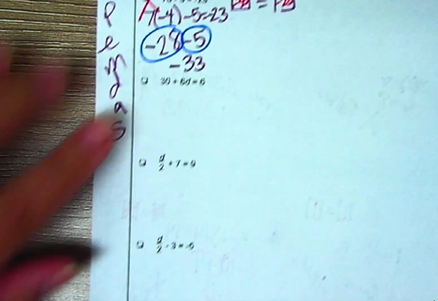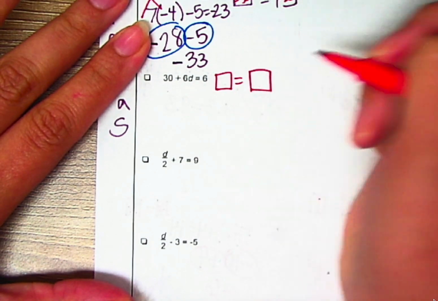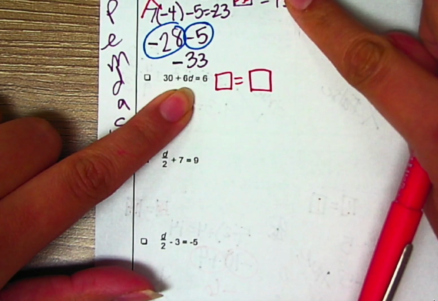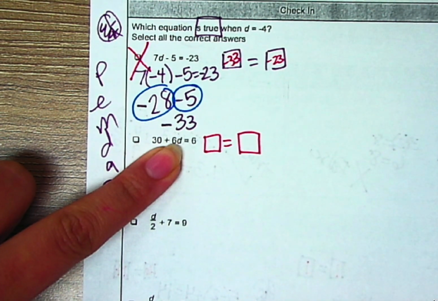So do the same for the rest of these. Make sure you're writing your box equals box. Make sure you're plugging in that D. Wherever you see D, you're going to plug in -4. Okay. Raise your hand when you're finished.